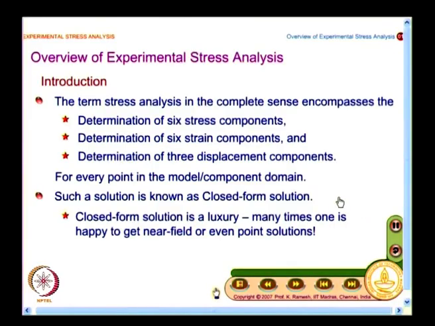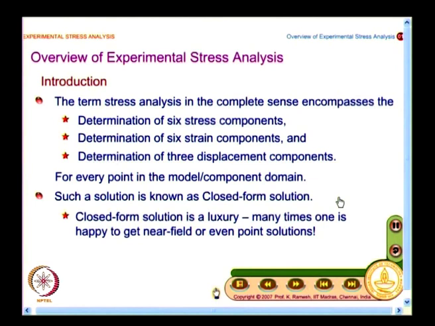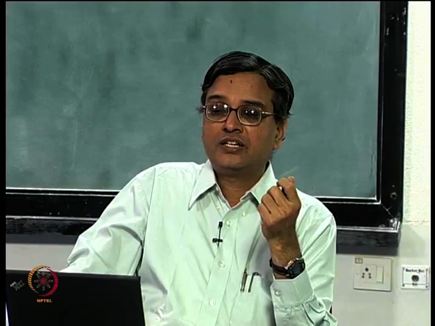So, what you have to understand is, the term stress analysis in its complete sense encompasses determination of 6 stress components, 6 strain components and 3 displacement components, and it is a luxury. So, we have to go for that kind of solution which you require for the problem on hand. Always you do not require all these 15 components.